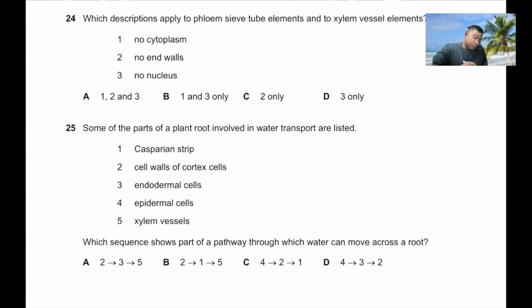Going to question number 24. Which descriptions apply to phloem sieve tube and to xylem vessel elements? There is no cytoplasm. No, there is cytoplasm in the phloem sieve tube. All right. There are no end walls. No, there are end walls in phloem sieve tube. There is no nucleus. Yes, both of them do not have a nucleus. So option 3 is the correct answer. Option D is the correct answer. 24D.